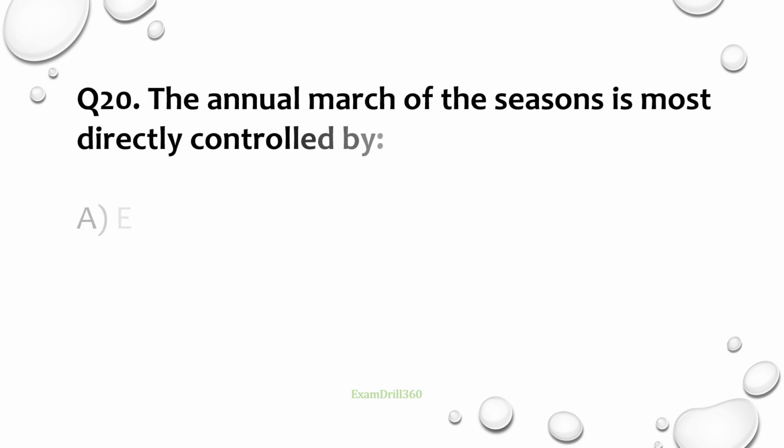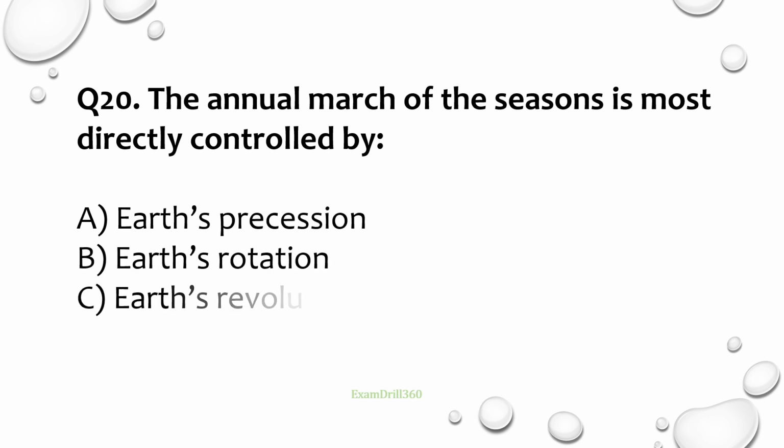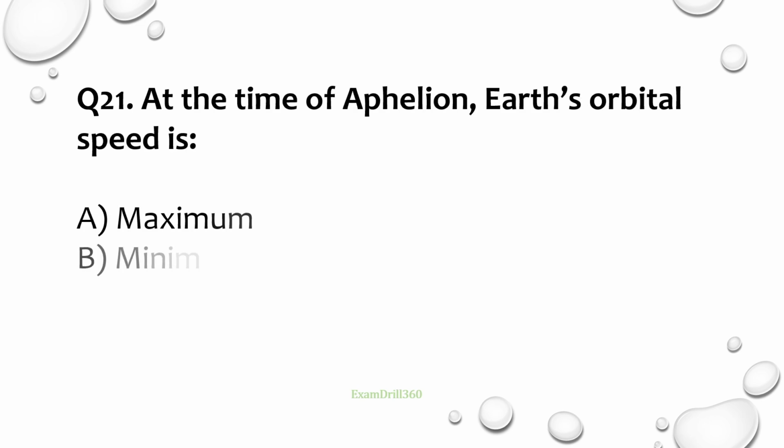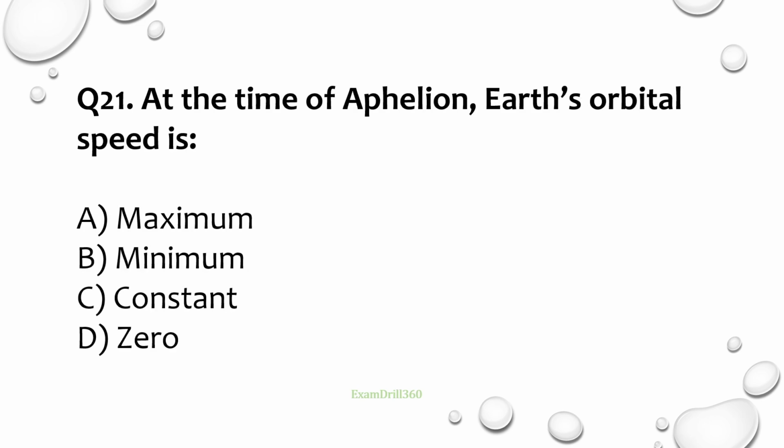Next, question number 20. The annual march of the seasons is most directly controlled by what? This one we discussed already, because of the revolution and tilt of the axis. Seasonal change. Next, question number 21. At the time of aphelion, Earth's orbital speed is what?